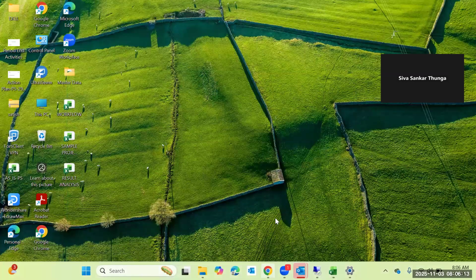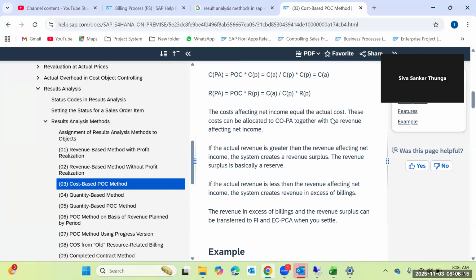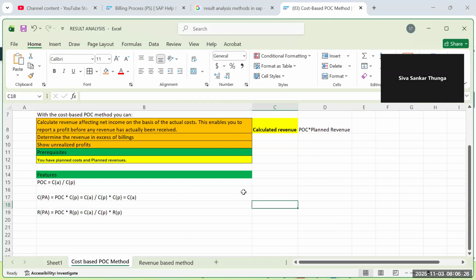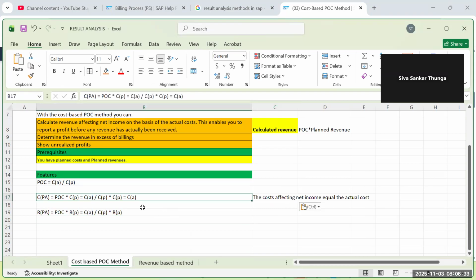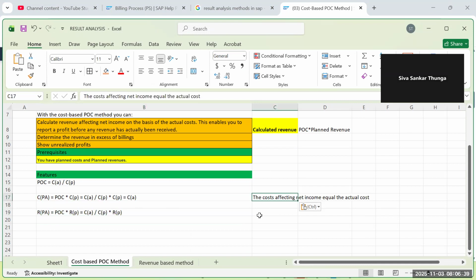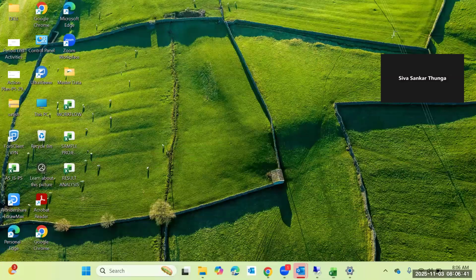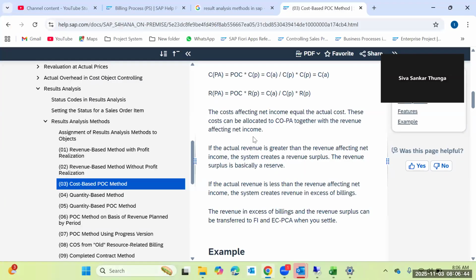Okay, let us go to the example now. The cost affecting net income is equal to the actual cost. See here, this formula is telling that cost affecting net income is equal to C of A, which is nothing but actual cost. A for actual, C for cost. That is the meaning. I will share this document also, or you can search in Google also. Tomorrow, even if you refer to this SAP site when you have some confusion, you will understand. That is the reason I am following this instead of telling on my own.